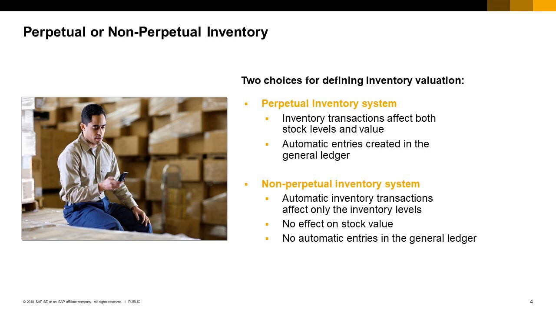In our course's business example, we work with a perpetual inventory system, so this is what you see in the demonstrations and practice sessions. The other choice is to use a non-perpetual inventory system in which sales, purchasing, inventory, and production transactions automatically create inventory transactions which affect only the inventory levels and have no effect on the stock value. Transactions in a non-perpetual inventory system do not generate automatic inventory-related monetary entries directly into the general ledger. However, it is possible to get an estimate of inventory value using different inventory reports.